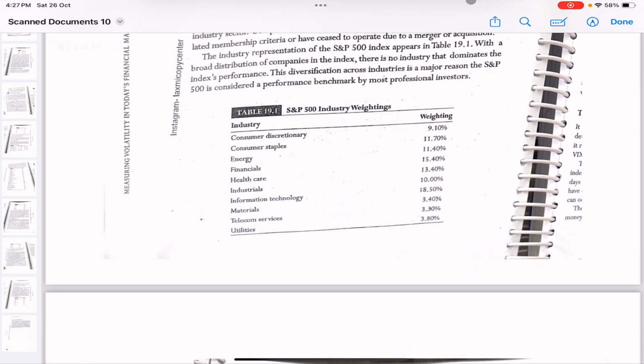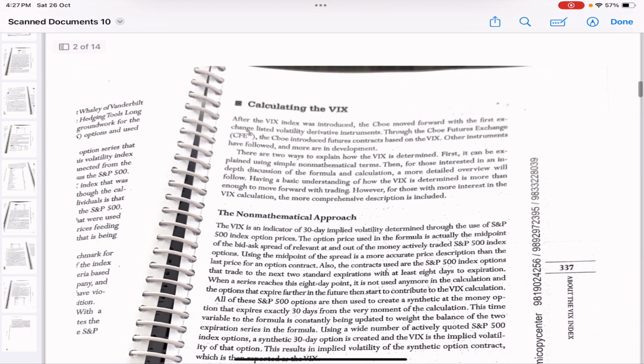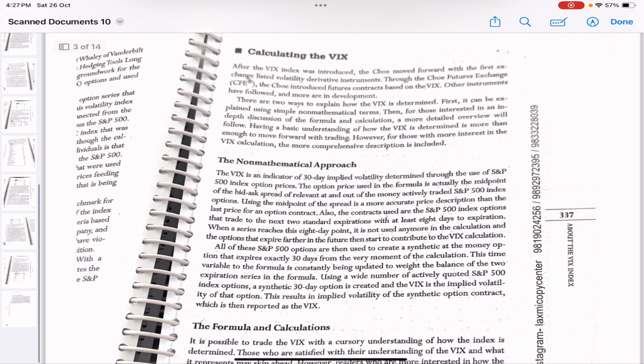You can look at this particular table 19.1, which basically talks about what sectors of stocks are used in the S&P 500. We have various sectors like energy, financials, healthcare, industrial, consumer discretionary, consumer staples, and so on. The weighting is also given here. You don't have to care about this, but just know that the biggest weightage is given to the IT sector, or the information technology sector.